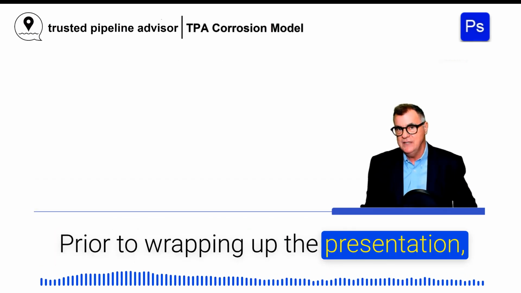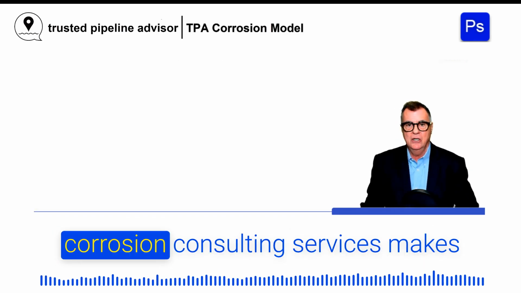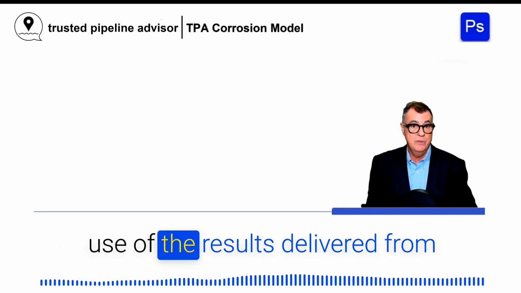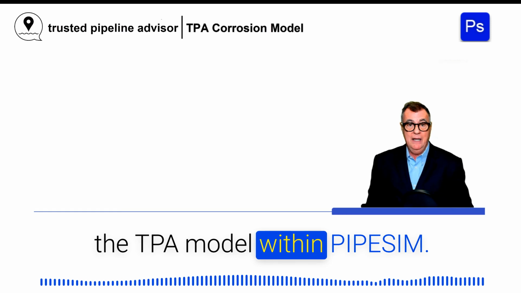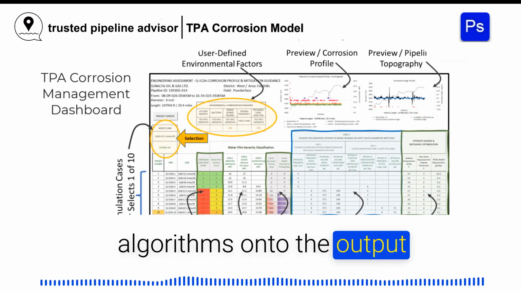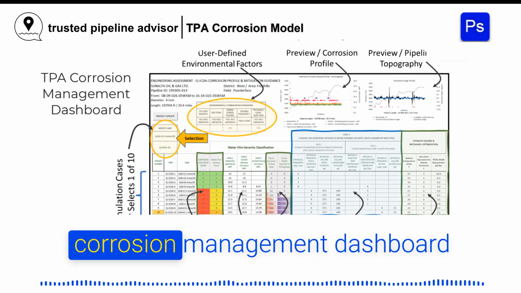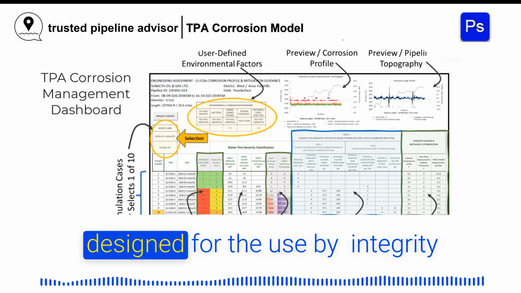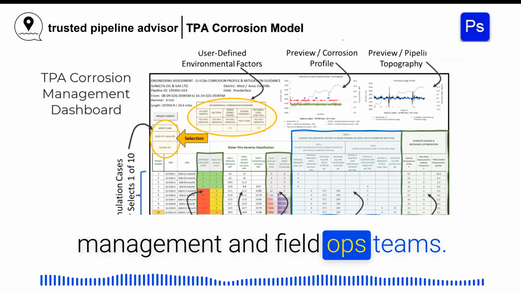Prior to wrapping up the presentation, I will demonstrate how our TPA corrosion consulting services makes use of the results delivered from the TPA model within PIPESIM. By applying post-processing algorithms onto the output data from PIPESIM, we create a corrosion management dashboard designed for the use by integrity management and field ops teams.